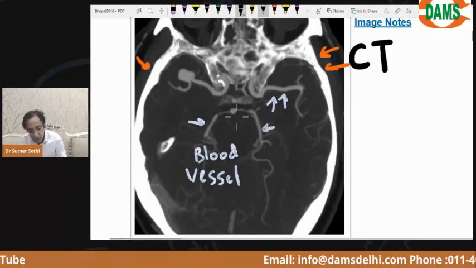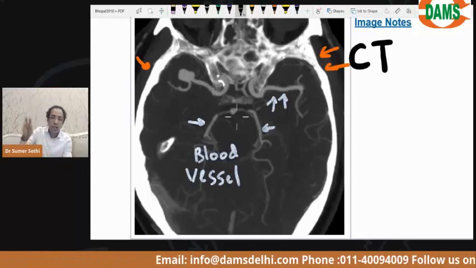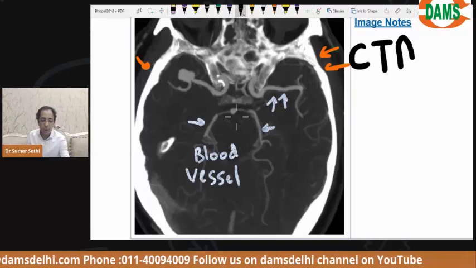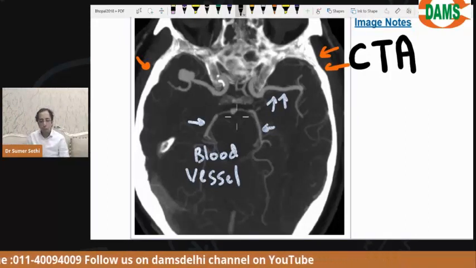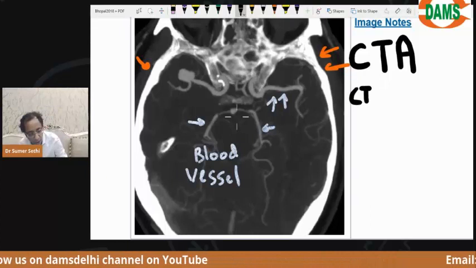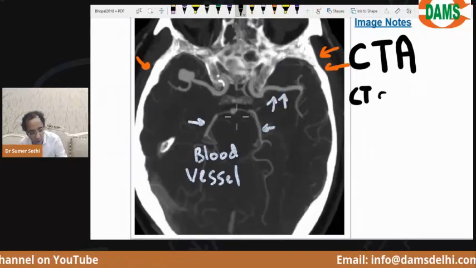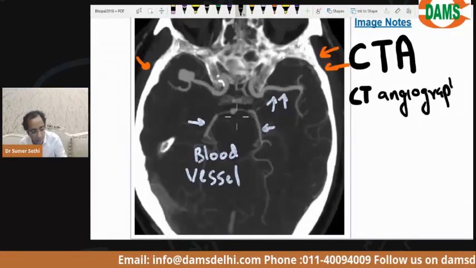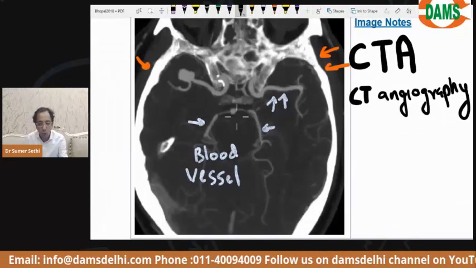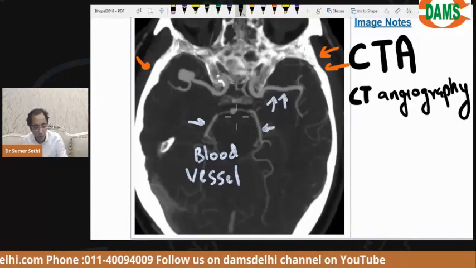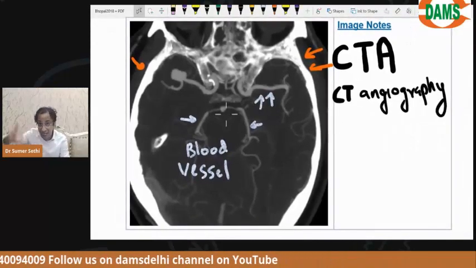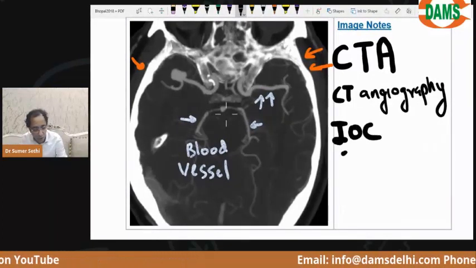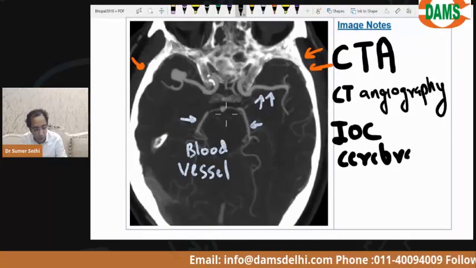Are you clear? Yes. So that means this is a CT scan done to look at the blood vessels. We will call it CT angiography. So in short form, you will read this word multiple times. A CT scan optimized to look at the blood vessel will be called as CT angiography. Gradually, I will tell you exactly how we do it, but let's understand. It is the investigation of choice for a cerebral aneurysm.